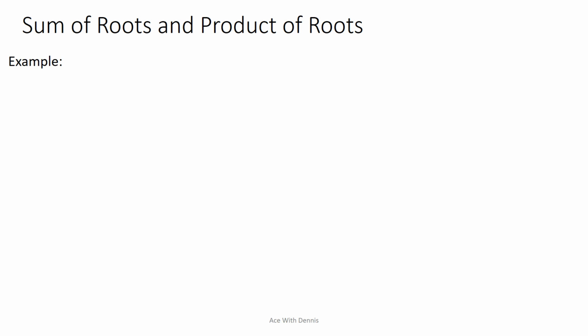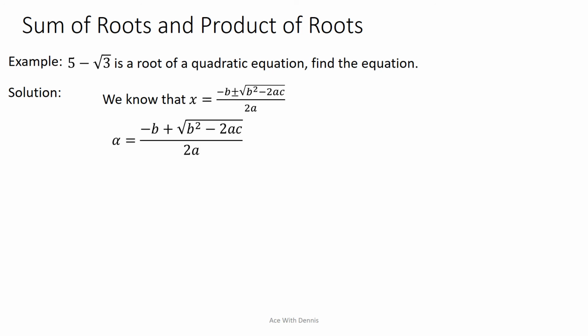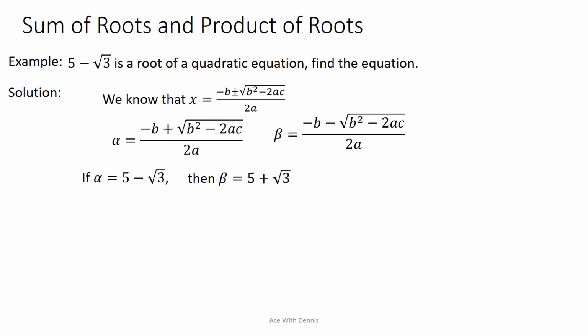Now let's look at this example. 5 minus square root of 3 is a root of a quadratic equation. Find the equation. The solution is, we know that x equals negative b plus minus square root of b squared minus 4ac over 2a. Alpha is negative b plus square root of b squared minus 4ac over 2a, and beta is negative b minus square root of b squared minus 4ac over 2a. If alpha is 5 minus square root of 3, then beta will be 5 plus square root of 3.